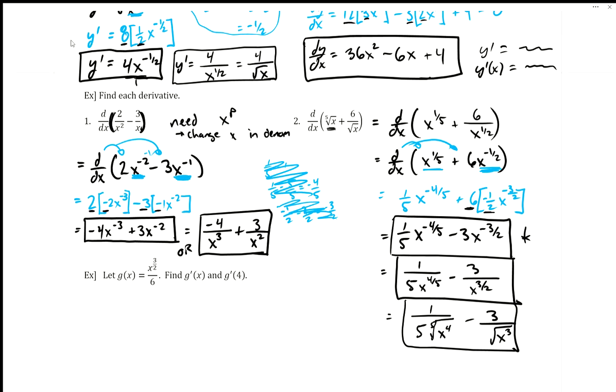Okay, and let me fix that 5 right there. Just a little bit, and then we'll say we're done. There. Okay, so 5, and then the 5th root of x to the 4. Okay, I think, again, the first one should be fine majority of the time.